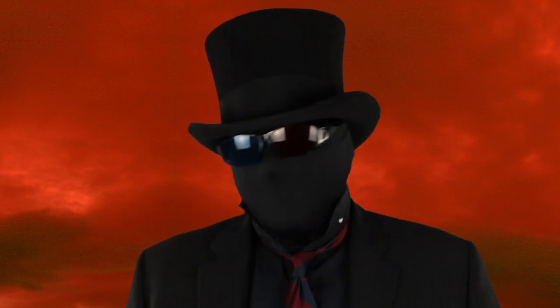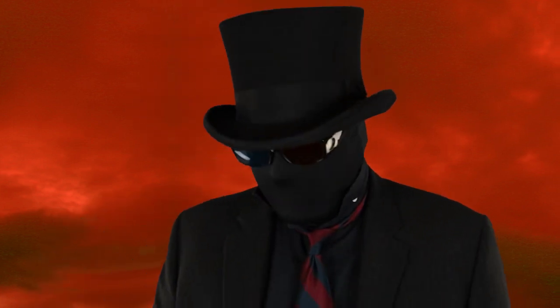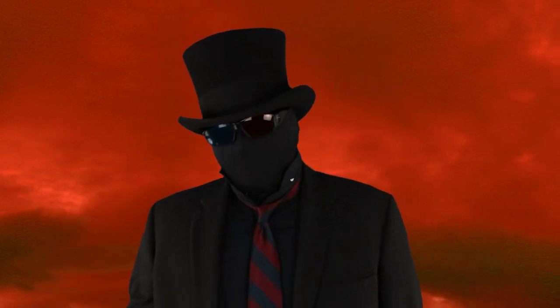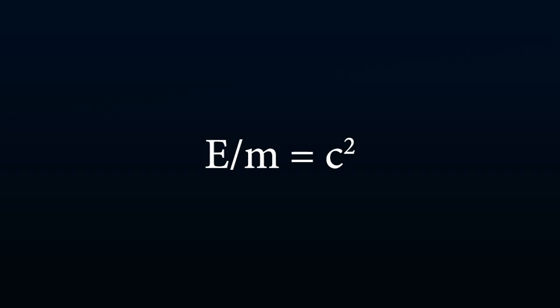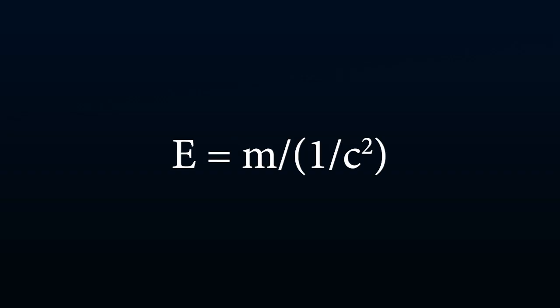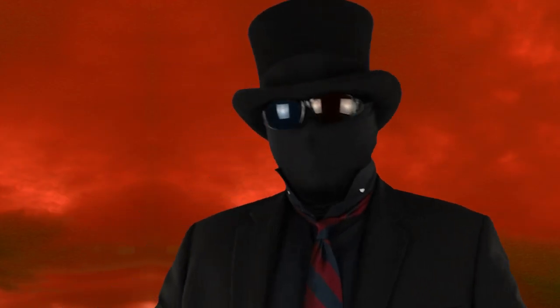To cap it off, I'll point out that if what Shmuel objects to is that pesky multiplication, we could have just written this with no multiplication at all. I already pointed out E over m equals c squared, but what about E equals m over 1 over c squared? Now it's a per question! So, back to it then.